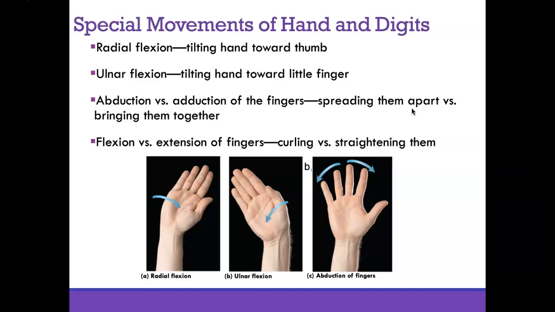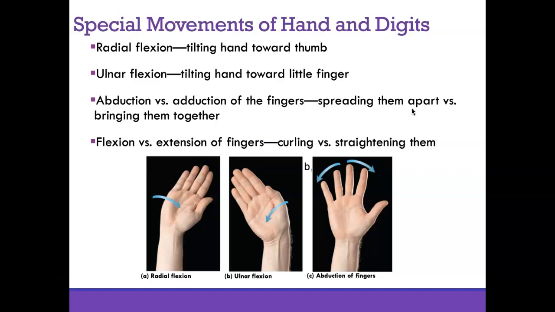Radial flexion is when you tilt your hand toward the thumb, toward the radius. So everyone do radial flexion. Tilt your hand toward the thumb. You also have ulnar flexion when you tilt your hand toward your little finger, toward the ulna. You can abduct your fingers by spreading them apart. You can adduct them by bringing them together.